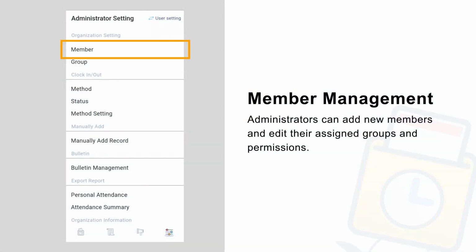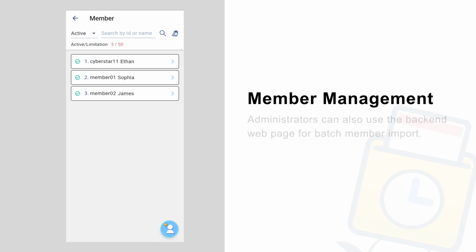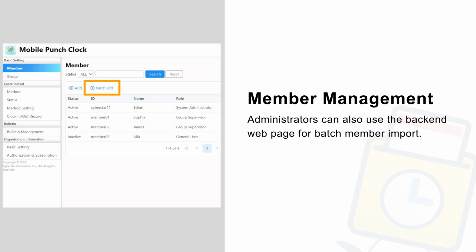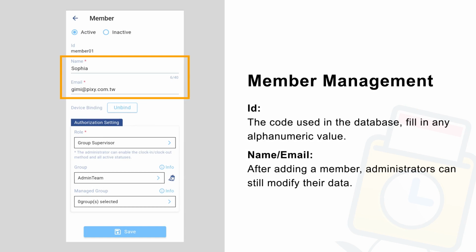Administrators can add new members and edit their assigned groups and permissions. On the Member Management page, click the bottom right button to add a member. Administrators can also use the backend web page for batch member import. Fill in the member's information and any alphanumeric ID. The ID is used for database identification and cannot be modified after creating the member.